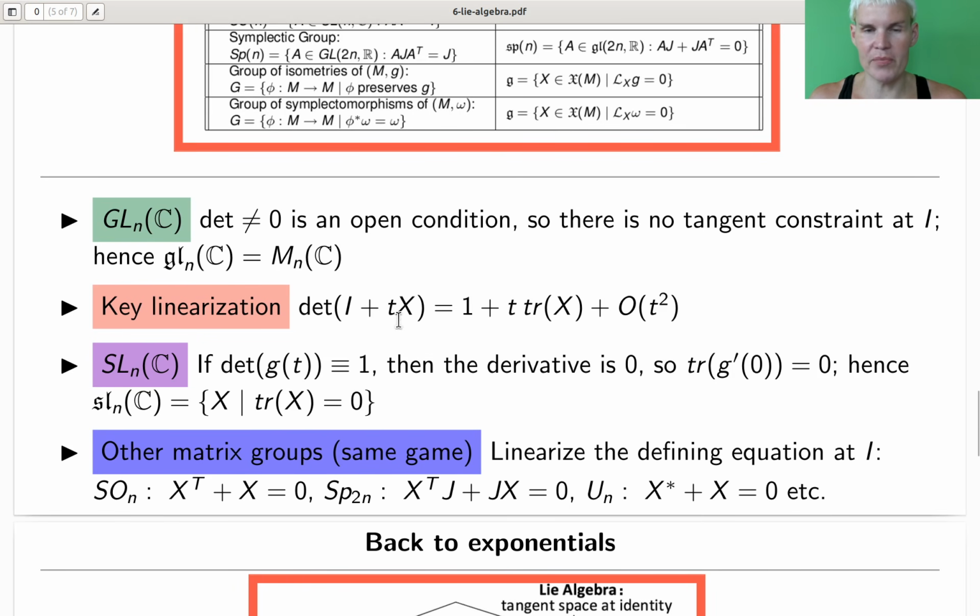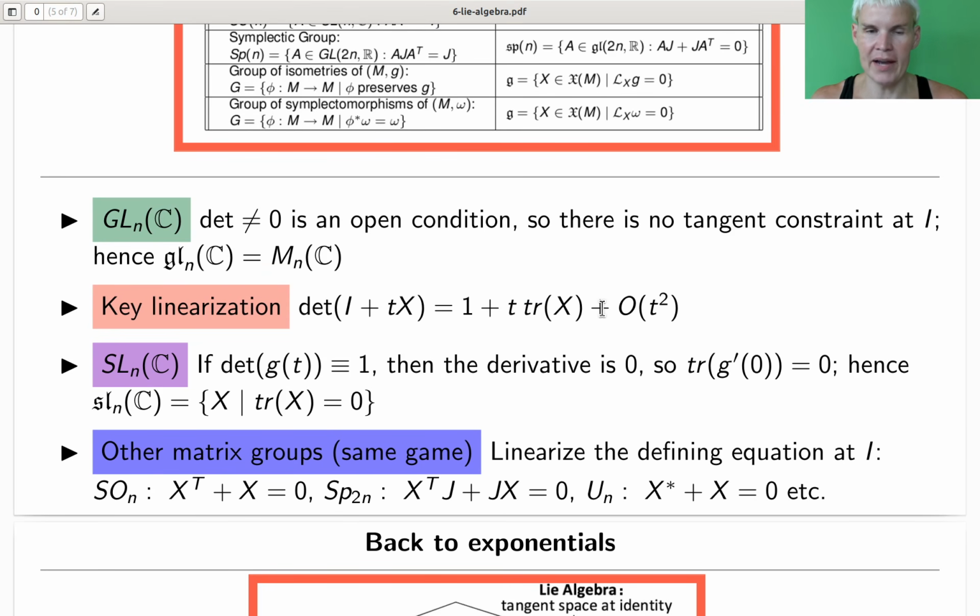So if you take the determinant, t is now my prime time parameter, so as I move away from the identity, the determinant of the identity plus tX is this funny thing. It's 1 plus t times the trace of X, and then lower order terms, higher in t, so they vanish faster as t goes to 0. So this is the important part of this equation.